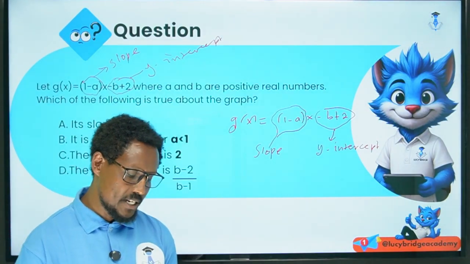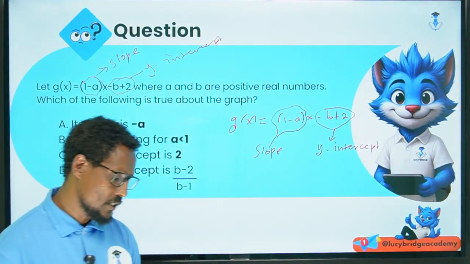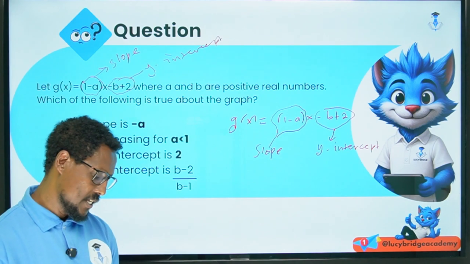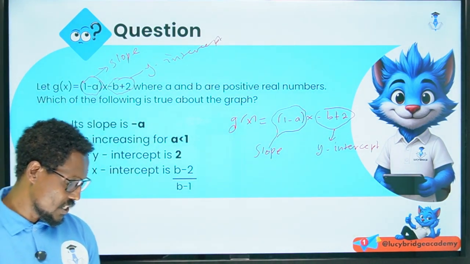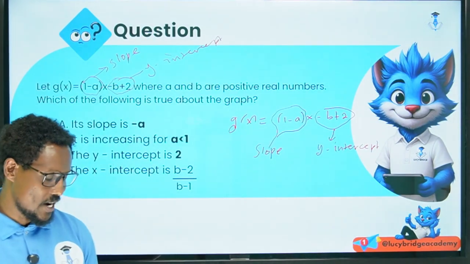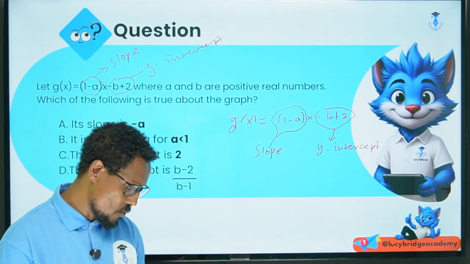Its slope is minus a? No. The slope is what? 1 minus a. Slope is 1 minus a, so a is not correct. B, it is increasing for a less than 1. You know what? For a less than 1?